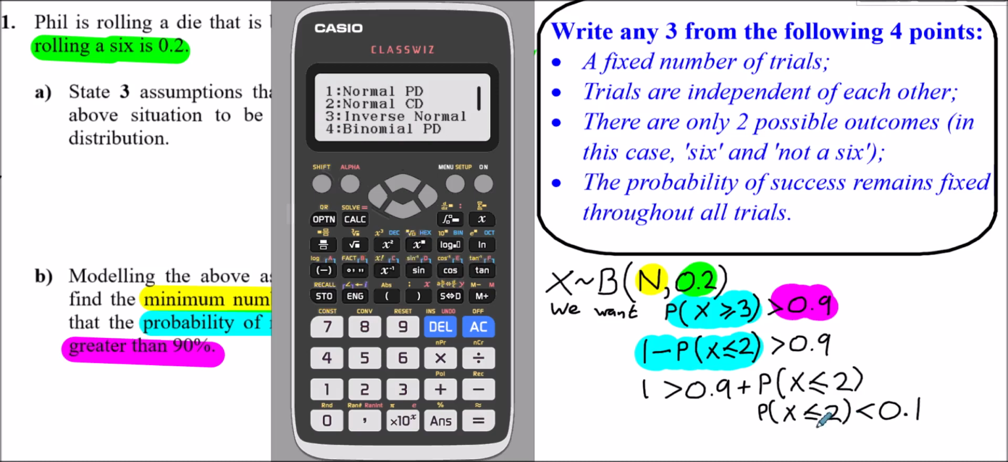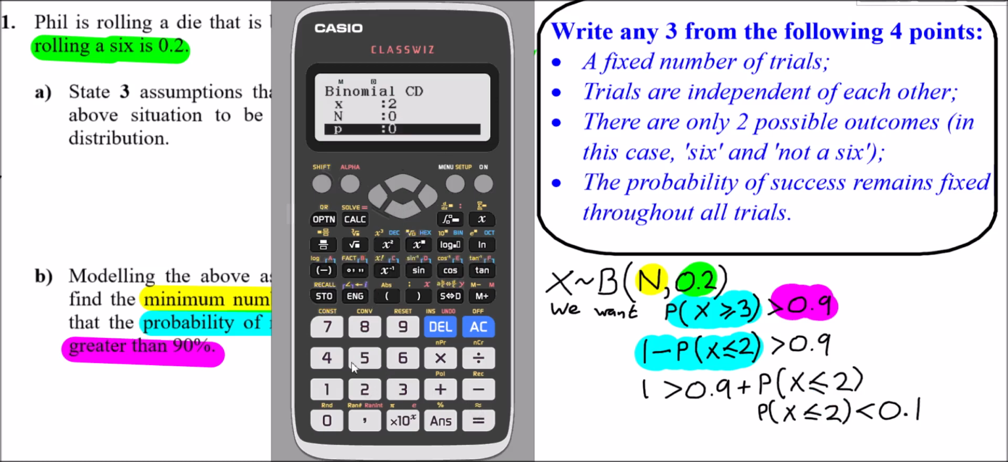Now because we're using this symbol here, not x equal to a number, this is going to be a cumulative binomial probability. We want the probability of x being everything up to and including 2. So we scroll down and go for binomial CD. So we press 2 for variable, and for x we want to go up to the number 2, so our x is 2.